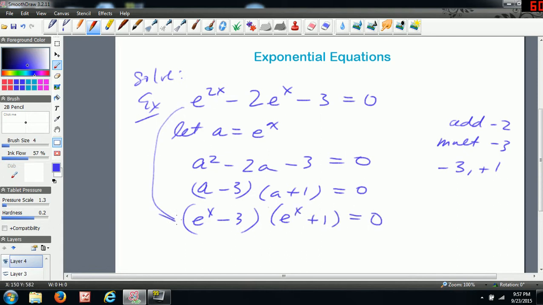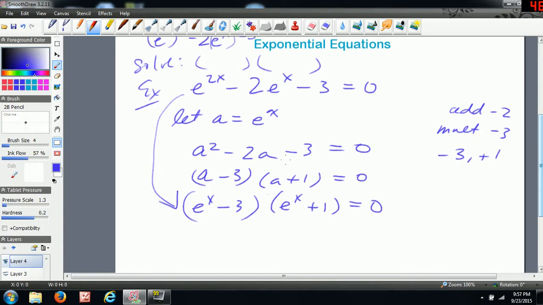Or I could have gone straight from here to here. Sometimes people find it easier to do substitution so they can see better what they're dealing with, or you can just look at this and say, wait a minute, this is just e to the x squared. So it's e to the x squared minus 2e to the x, in brackets, minus 3 equals 0. If you look at it this way, you can easily figure out that this just factors to this solution. So that's another way to do it.